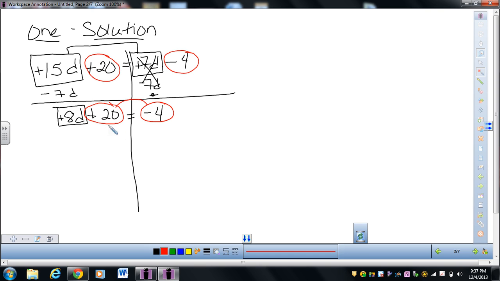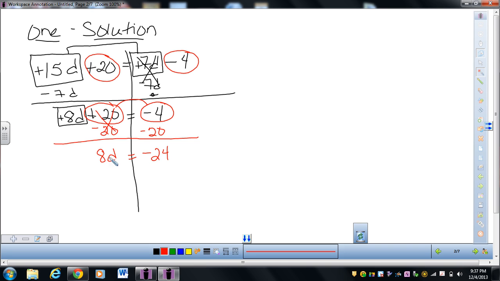So I'm going to move this 20 by subtracting it from both sides because it's being added here, so I have to do the opposite. And the reason I moved the 20 instead of the 4 is because if I move the 4 over here, then there wouldn't be anything left on this side, and we can't have a side with nothing left. So this cancels out, leaving me with 8d on this side. And negative 4 and negative 20 equals negative 24.